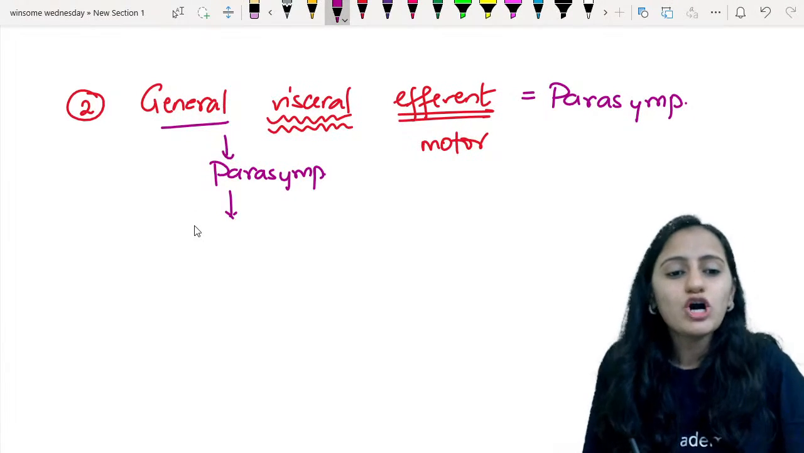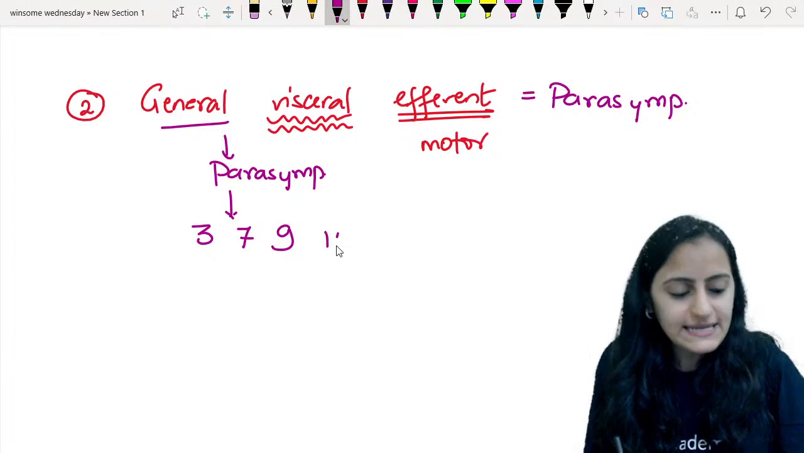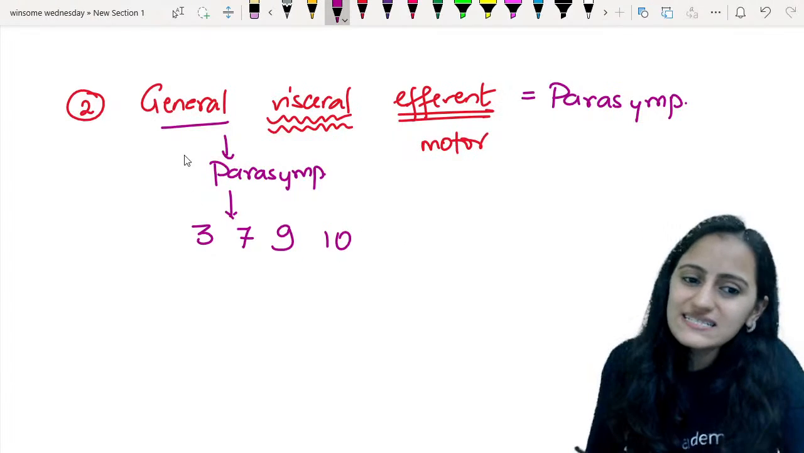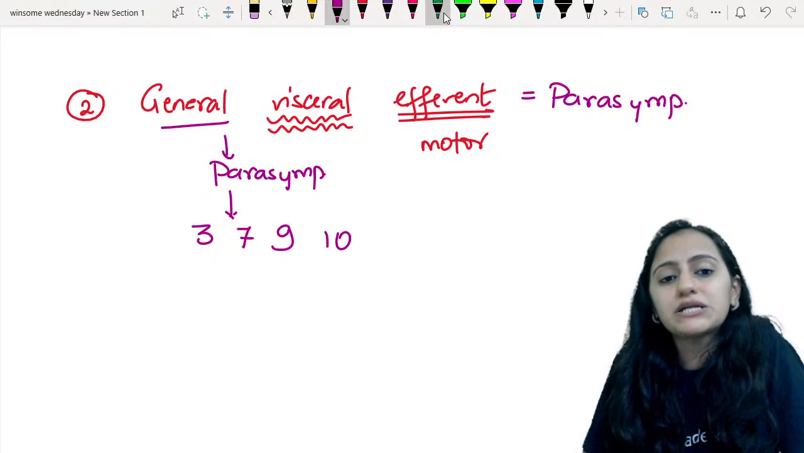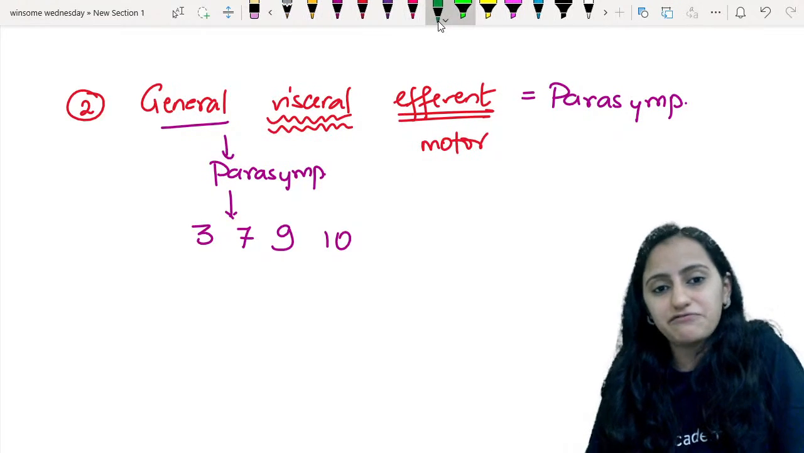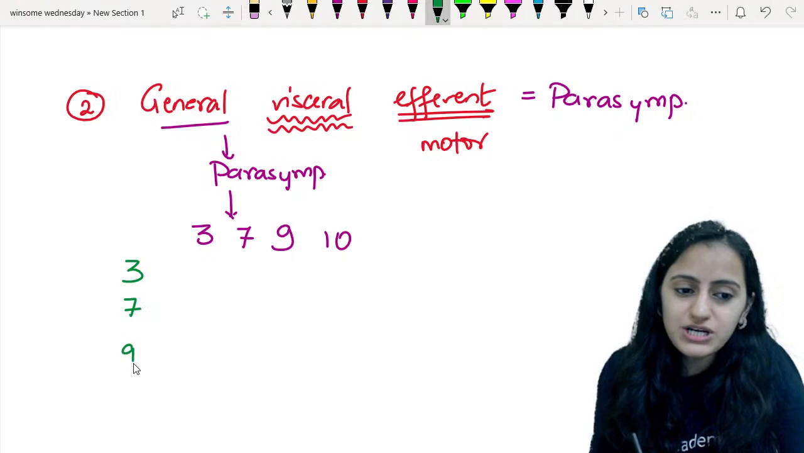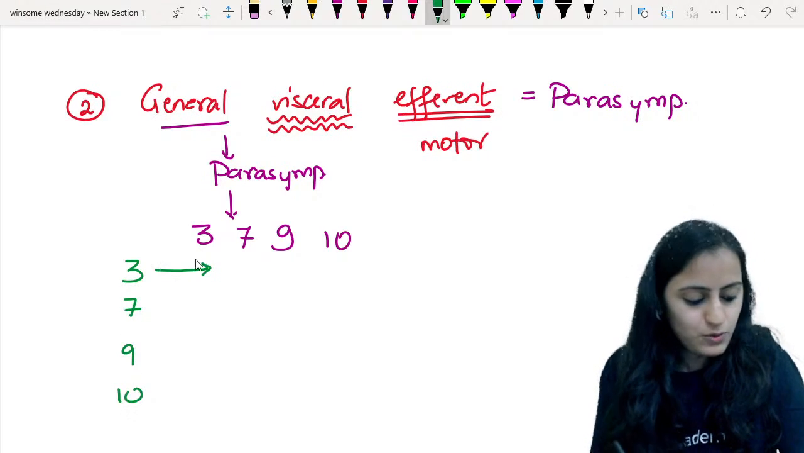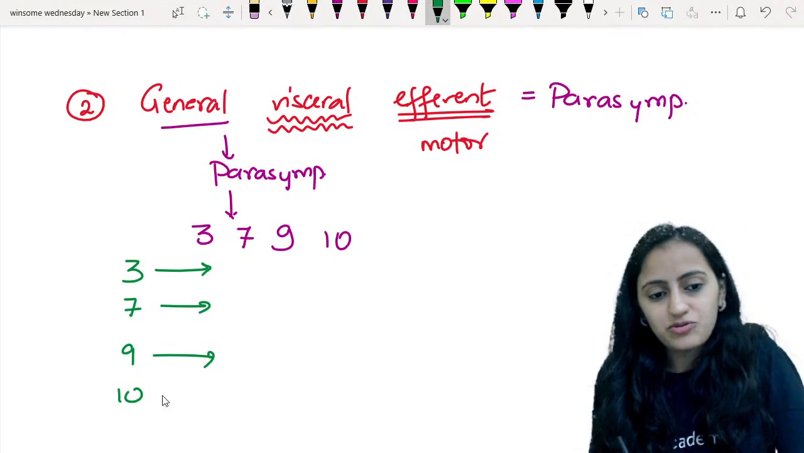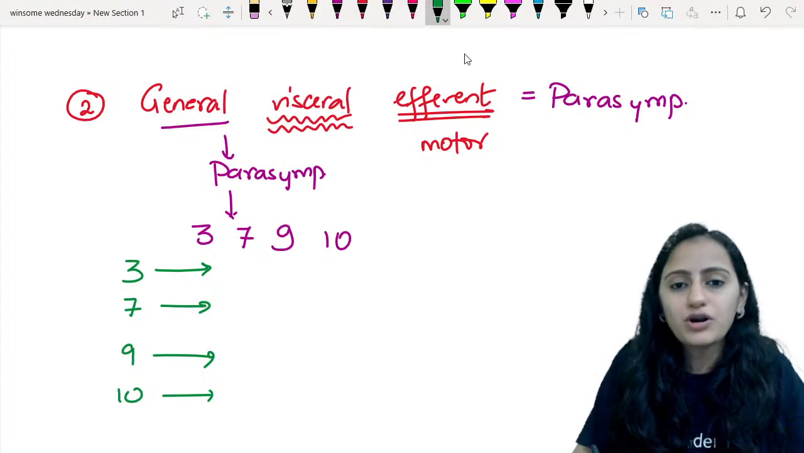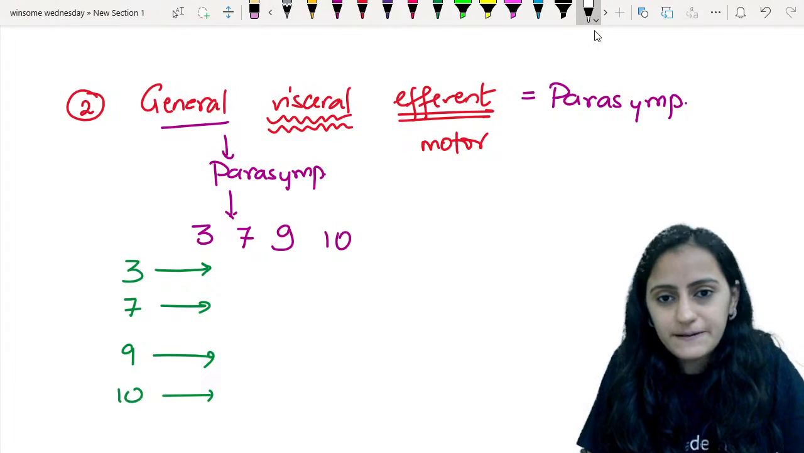Yes, so it is your 3, 7, 9, 10. So these are the nerves which will come under your general visceral efferent. Now 3, 7, 9, 10, what are the nuclei which are there? The parasympathetic nuclei, what are they called? Let us have a look at the nuclei because it is important. Which are those nuclei?